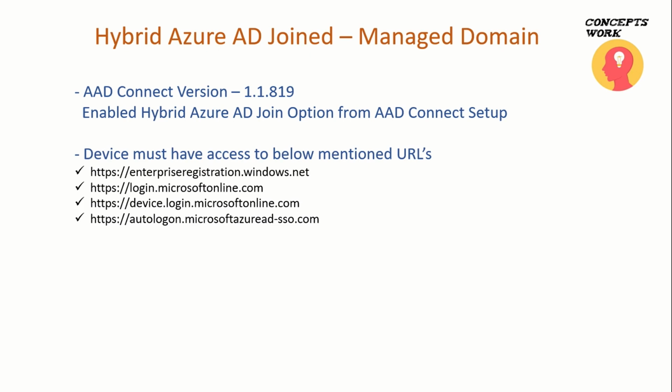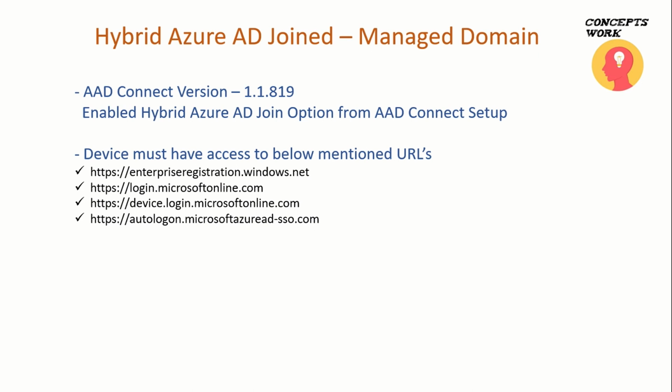The second thing, which is the most important and which has to be in place, without which hybrid Azure AD join will not work, is that all the machines which are there on-prem must be able to contact these four endpoints so that the hybrid Azure AD join process gets completed.